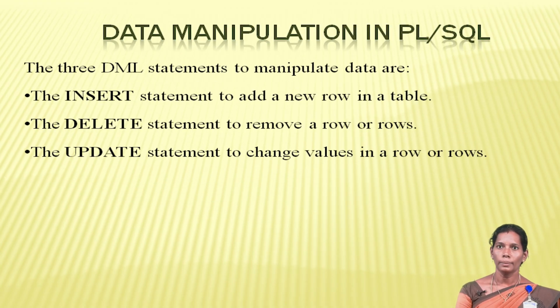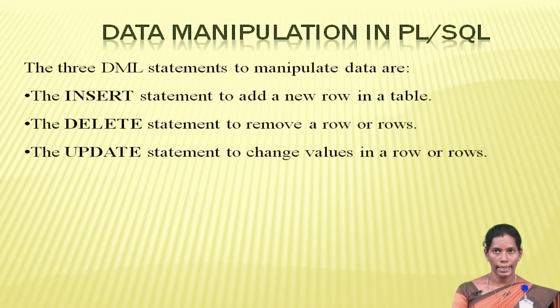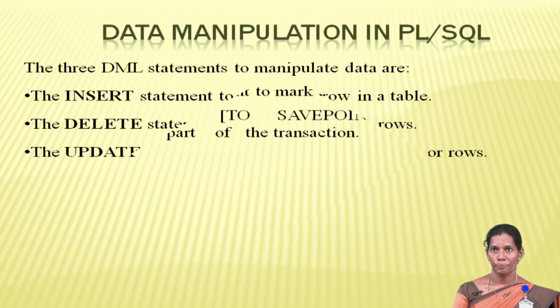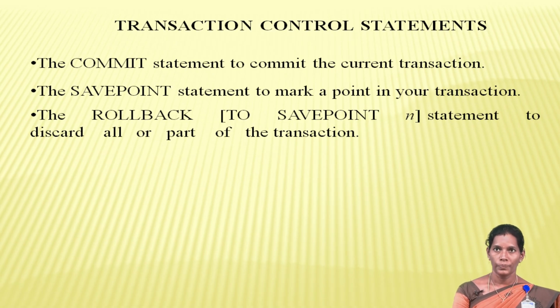Data manipulation in PL/SQL. There are three DML statements to manipulate data: the insert statement to add a new row in a table, the delete statement to remove a row or rows, and the update statement to change values in a row or rows. Transaction control statements: the commit statement to commit the current transaction, the savepoint statement to mark a point in your transaction, and the rollback statement will discard all or part of the transaction.